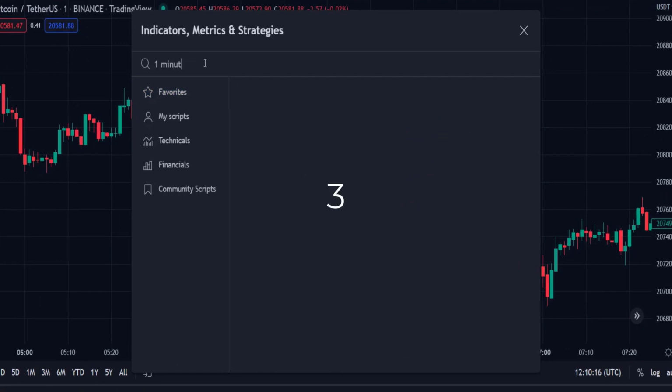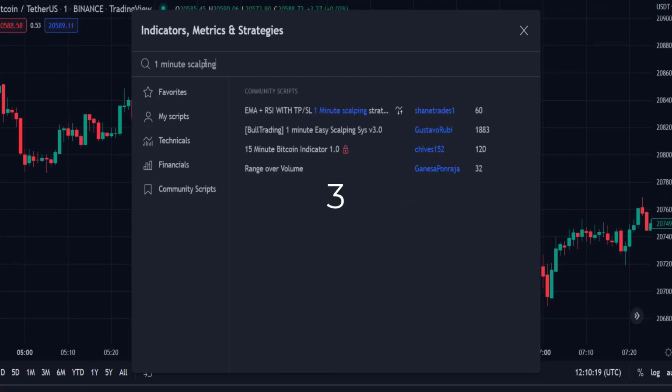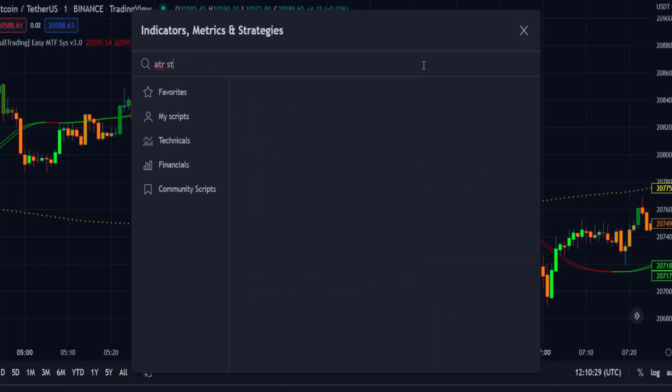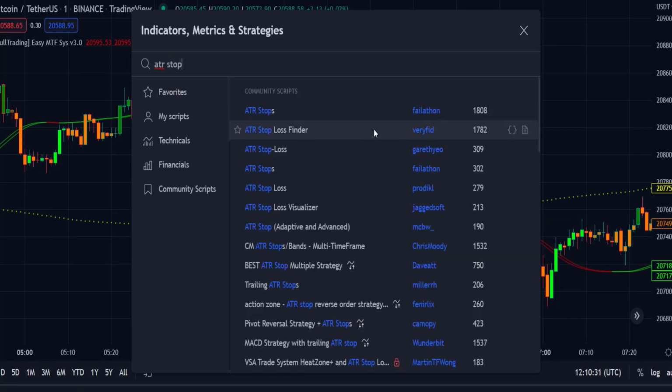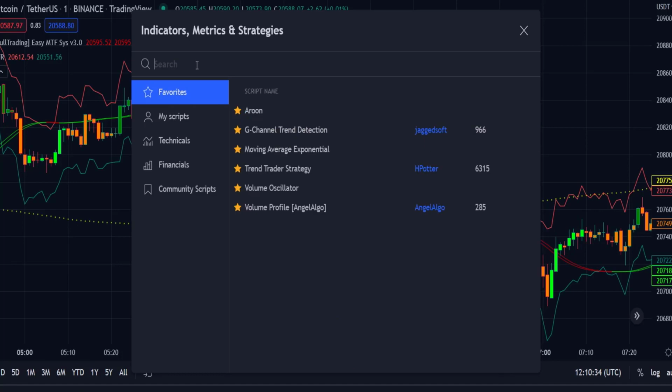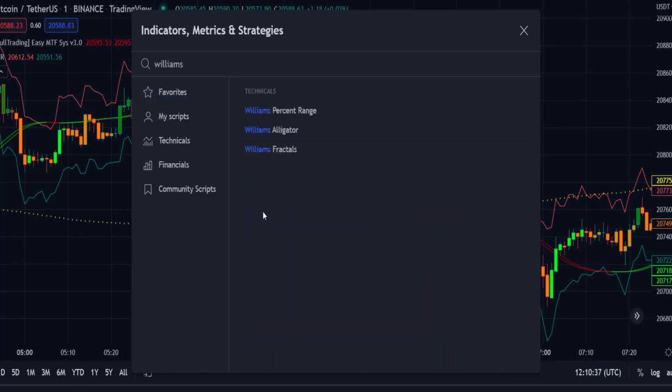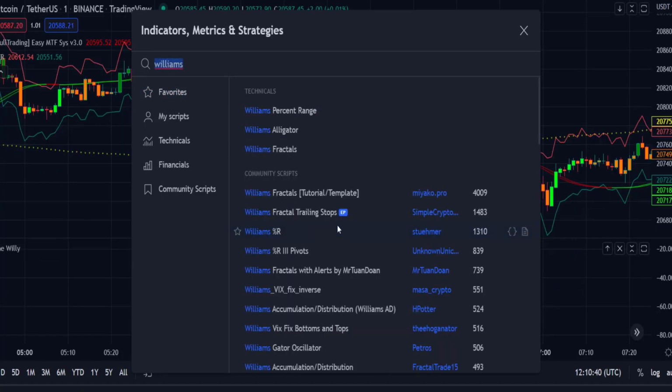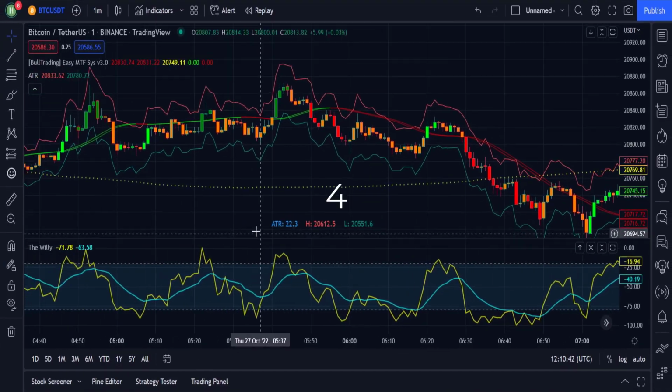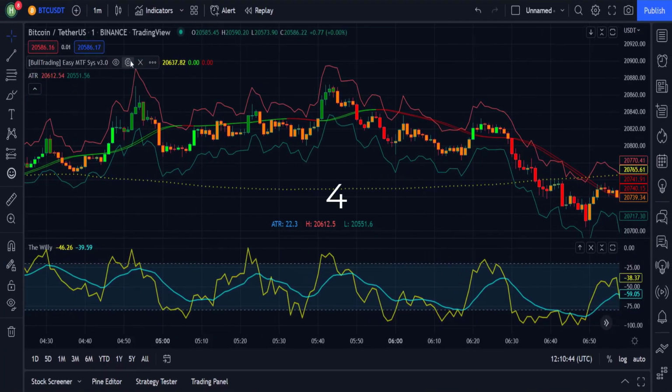For the first indicator, in the Indicators tab, we'll search for 1-minute scalping system and add this one by Gustavo Ruby. For the second indicator, let's search for ATR Stop Loss Finder, and add this indicator by Verifid to the chart. And finally, let's search for Williams percentage. And we'll add this one to our chart. Now we need to adjust these indicators.